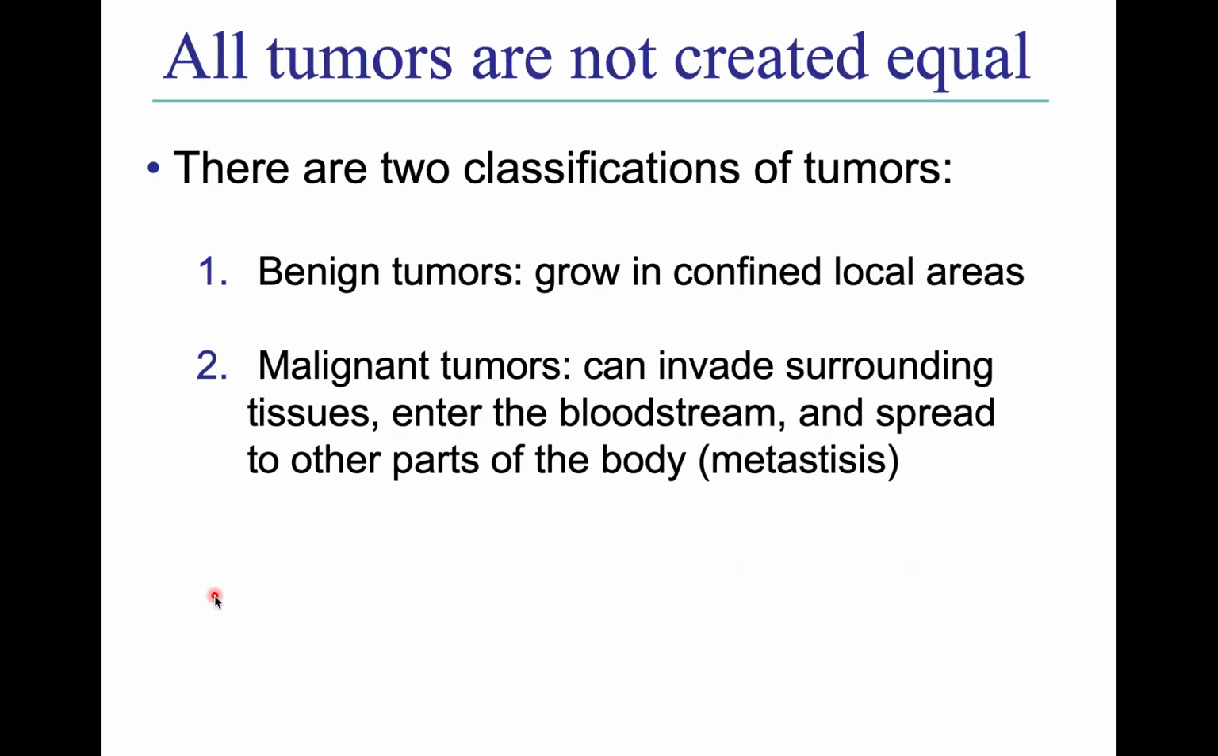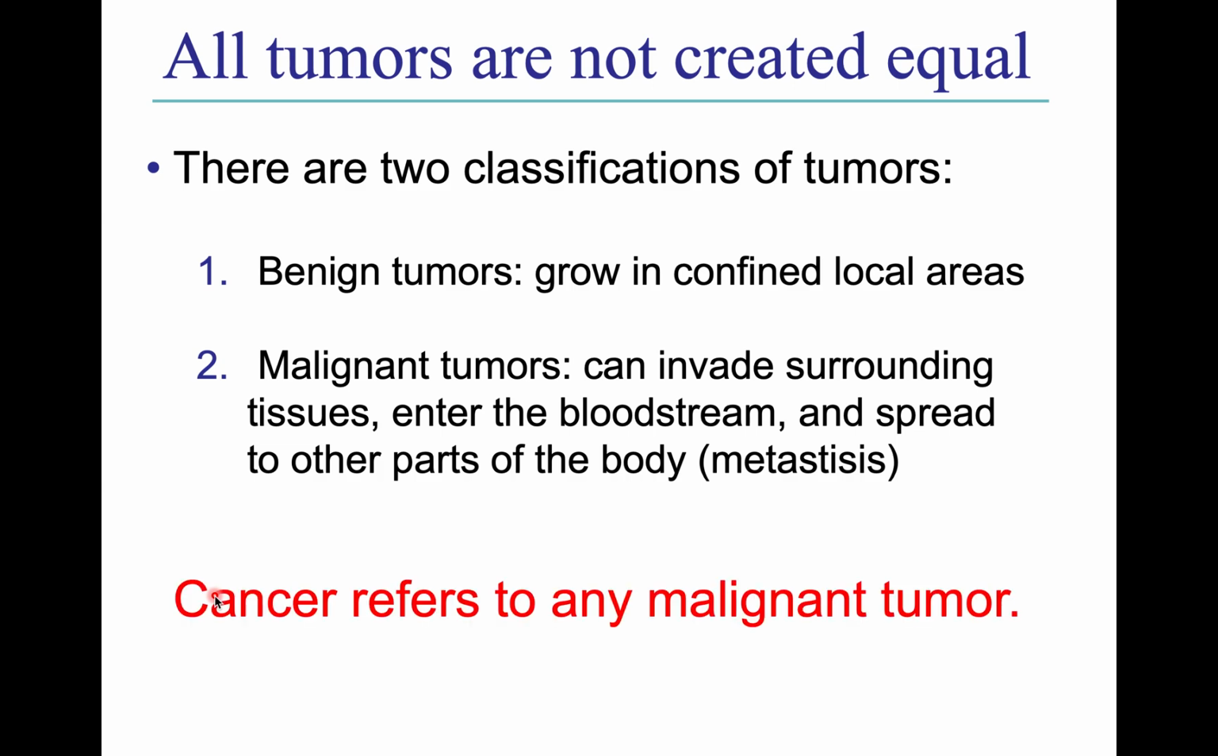Because of course there are two different types of tumors. You have benign tumors that are too many cells, but they're growing in a confined local area. And then you have malignant tumors, which can really spread either locally, regionally, or potentially systemically through the bloodstream, which was what you would consider metastasis. And cancer is referring to any kind of malignant tumor.